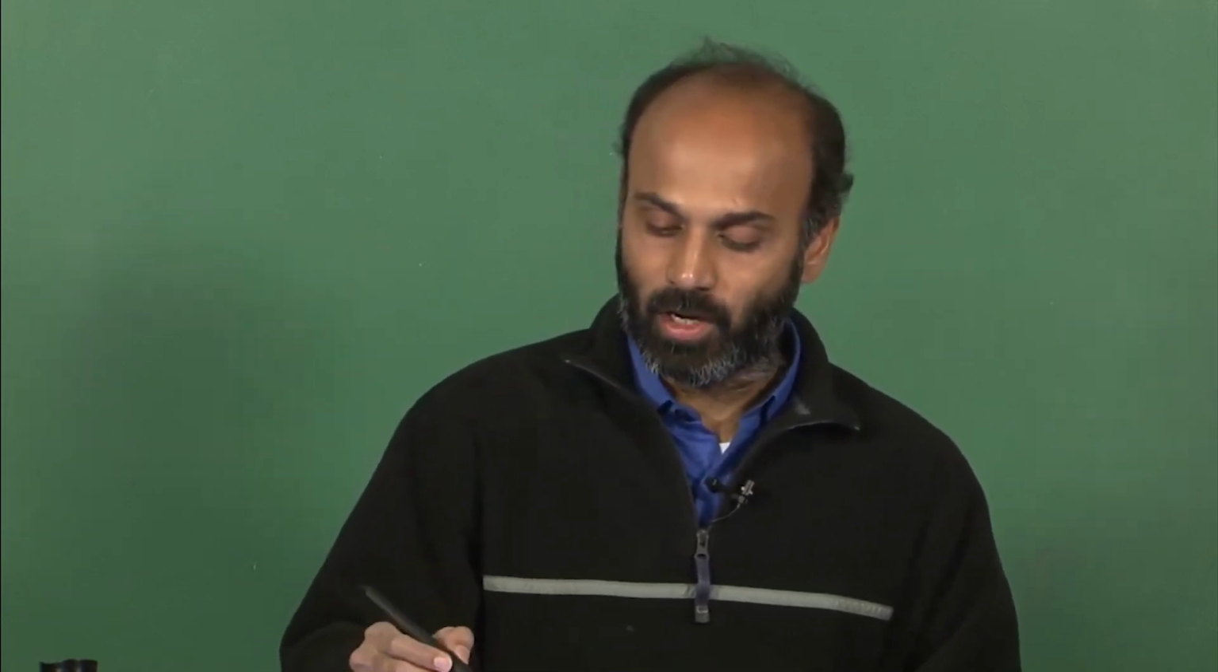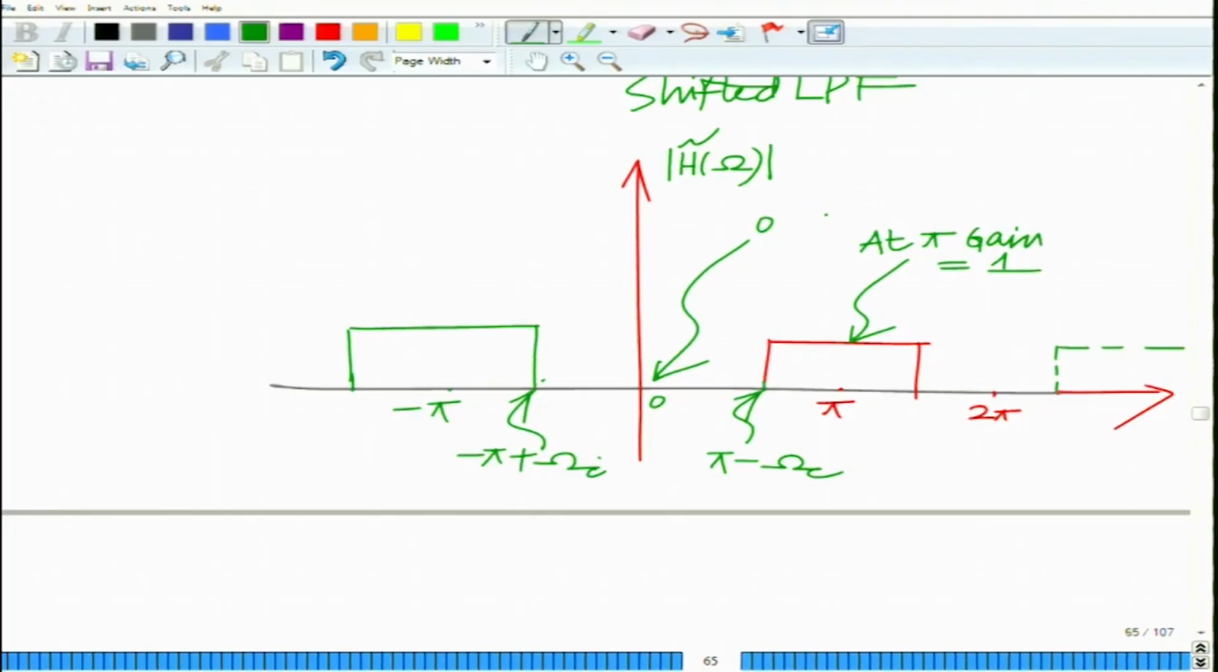So, using this modulation minus 1 raised to n times h n, we have converted a low pass filter into an equivalent high pass filter with a cutoff frequency pi minus omega c, okay. So, that is now the cutoff frequency, okay. So, the cutoff frequency of this will be pi minus omega c. And this is a high pass filter.